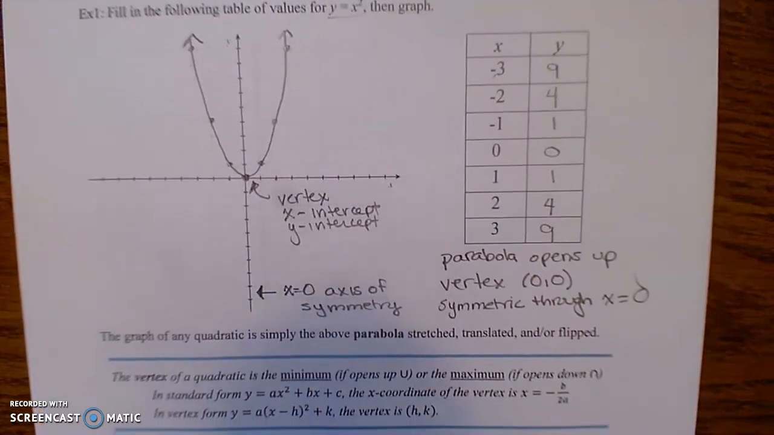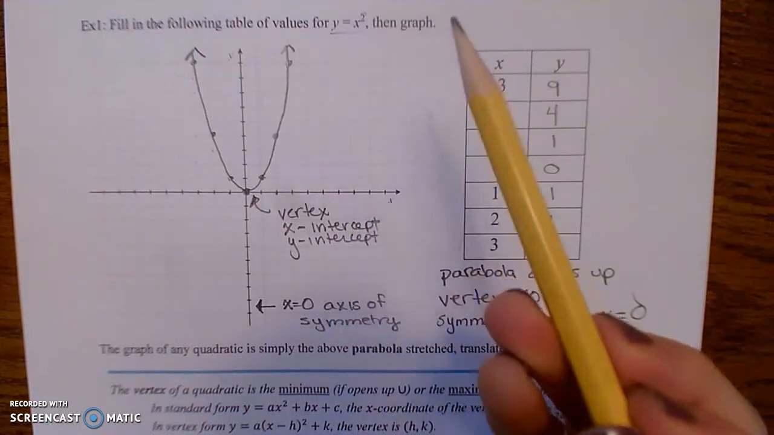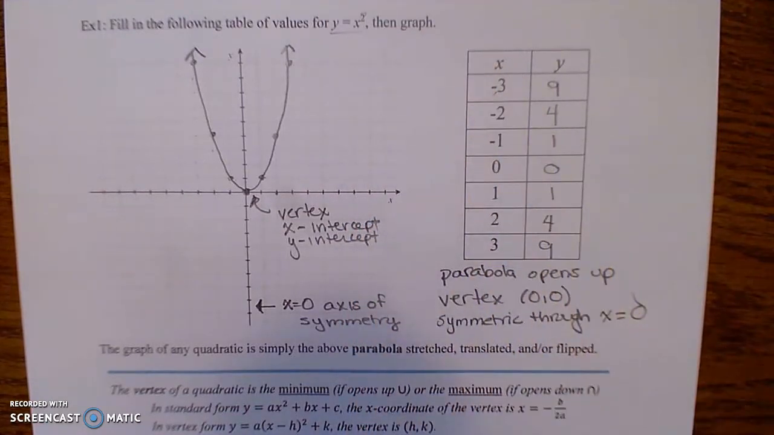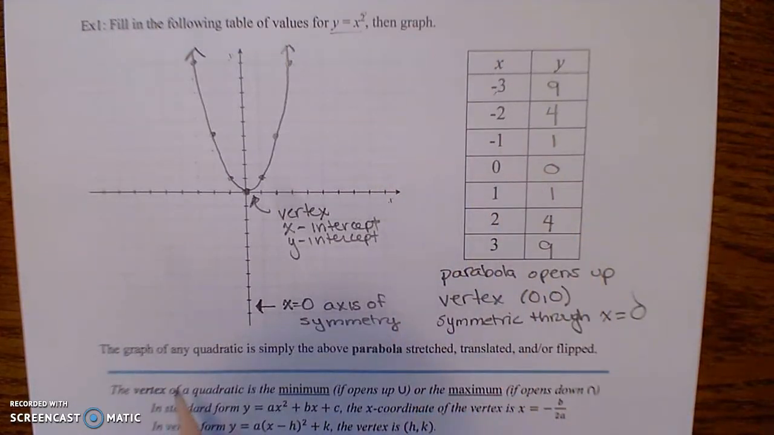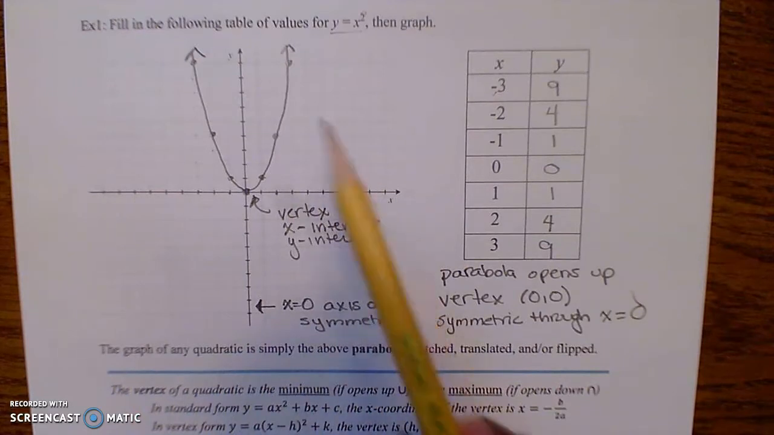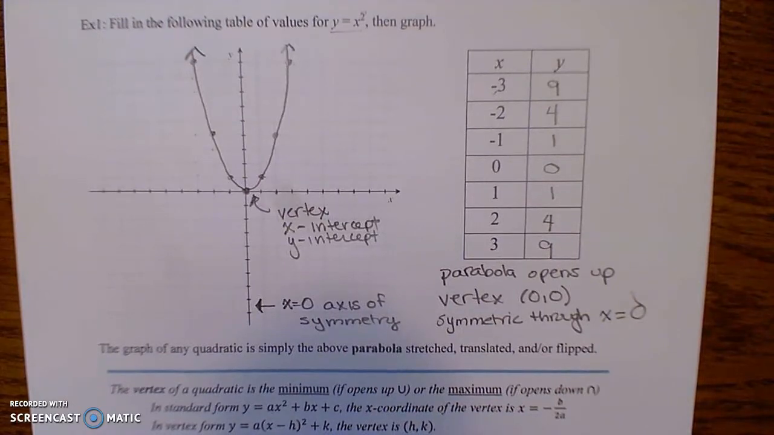Okay, so it turns out that any quadratic, any equation with an x squared in it, and then maybe an x to the first power and a constant coefficient, is going to be this same shape. This shape is called a parabola. It might be stretched, moved around. The vertex might be in a different location, or it might be flipped, so it might be opening down instead of opening up.